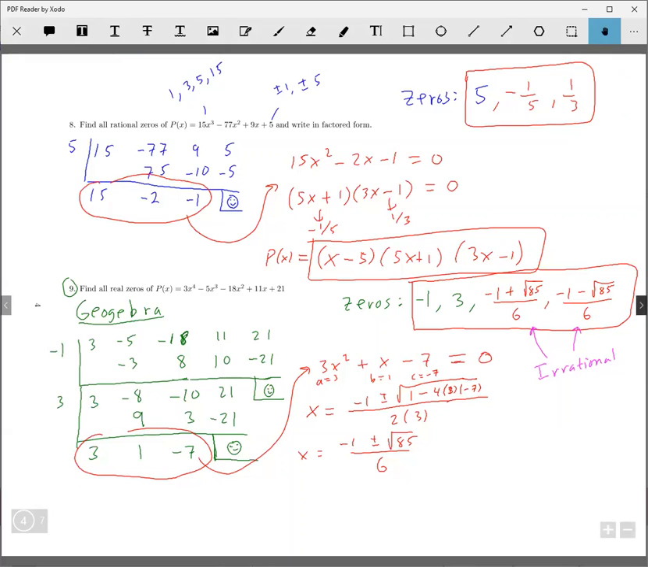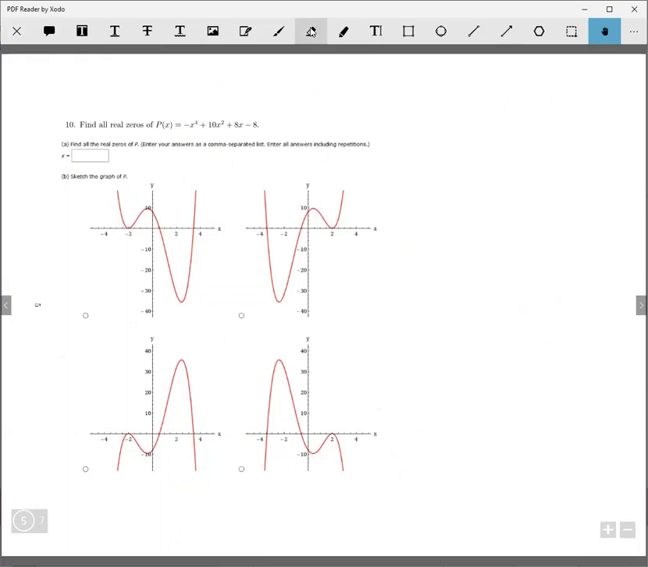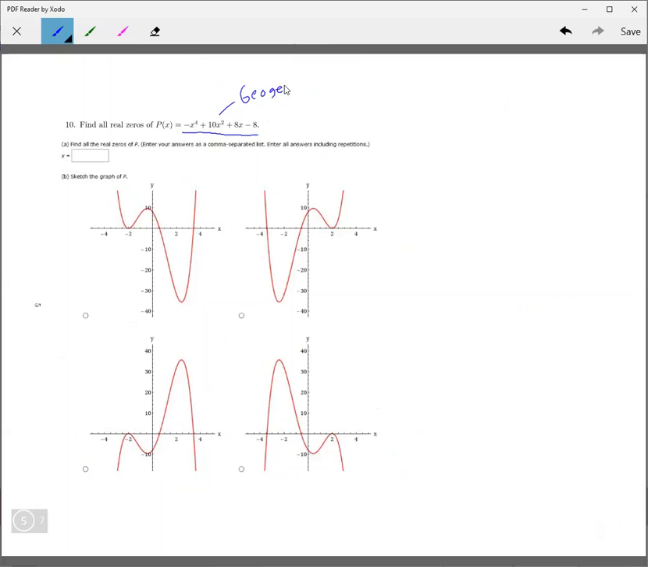Okay, let's move on to the next exercise, number 10. And here we're supposed to find all real zeros of this polynomial. It's to the 4th power. So again, we're going to go to GeoGebra. So let's go on over to that. We'll put in -x to the 4th plus 10x squared plus 8x minus 8.